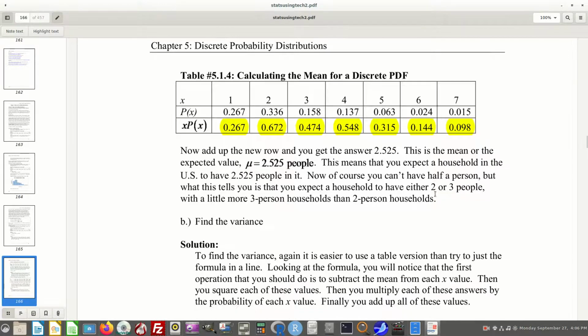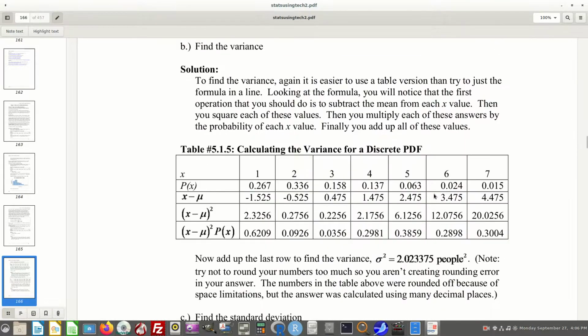Now, the variance is a little bit more difficult. The first two rows of the table are exactly what we had before. X is the number of people in a household. P of x is the probability of that. And then we subtract mu, that is the mean of this probability distribution, from x. We say from, and so we read it in the opposite direction. That means x. So in this first example, that means 1 minus mu.